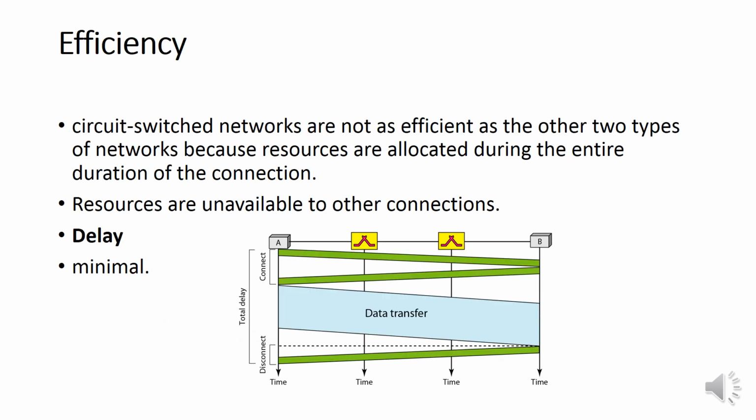Efficiency. Circuit switched networks are not as efficient as packet switched networks as well as message switched networks, because the resources are allocated during the entire duration of the connection. The resources are unavailable to other connections, but delay is minimal.